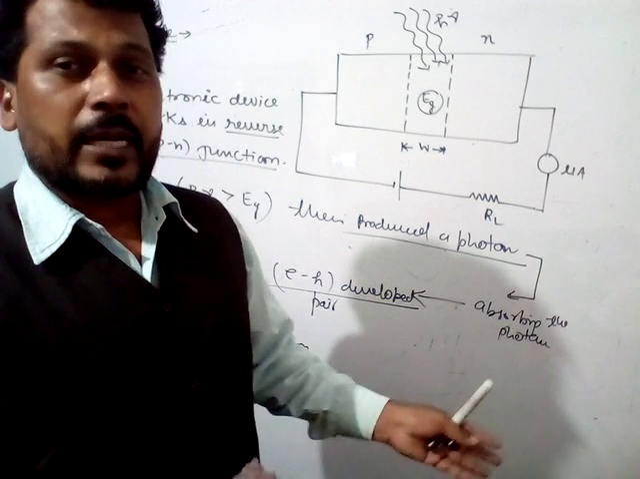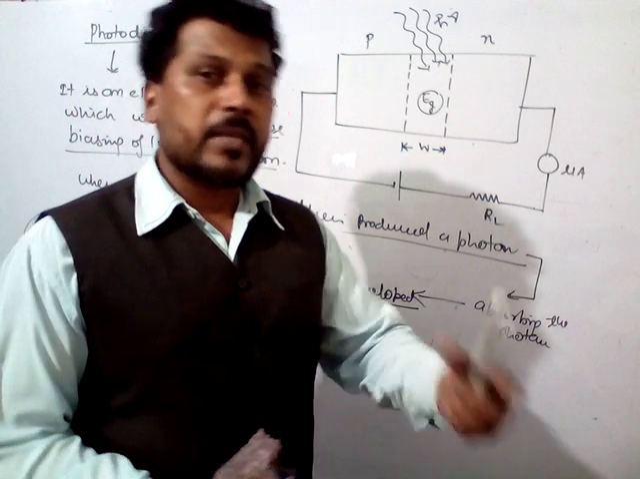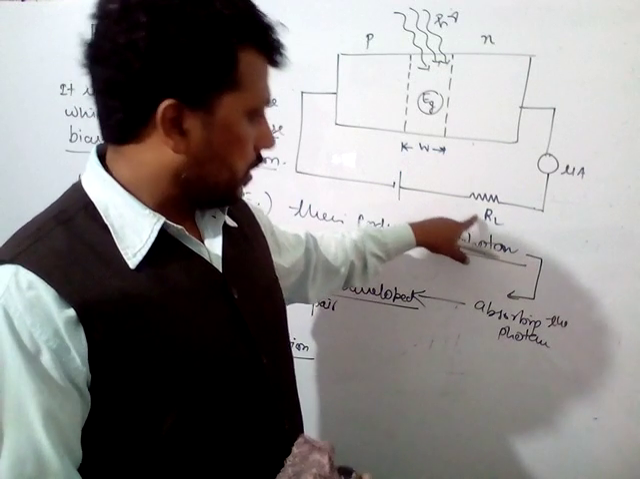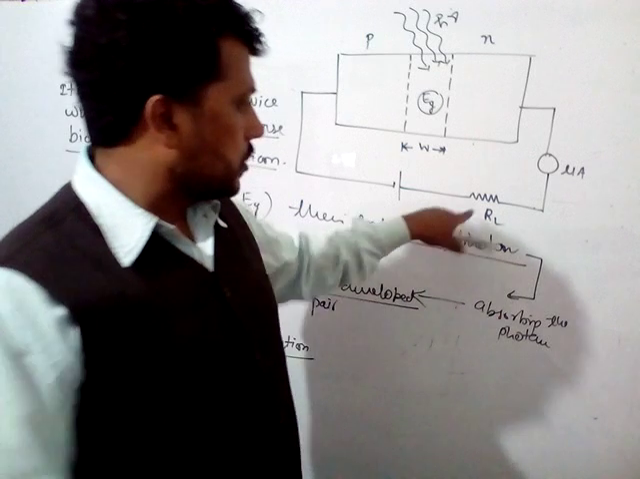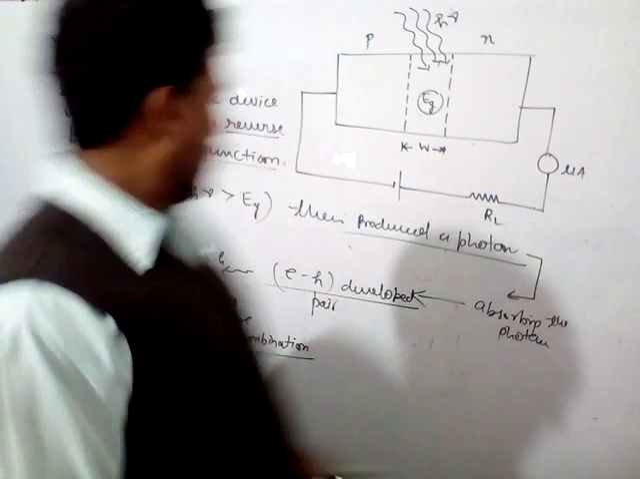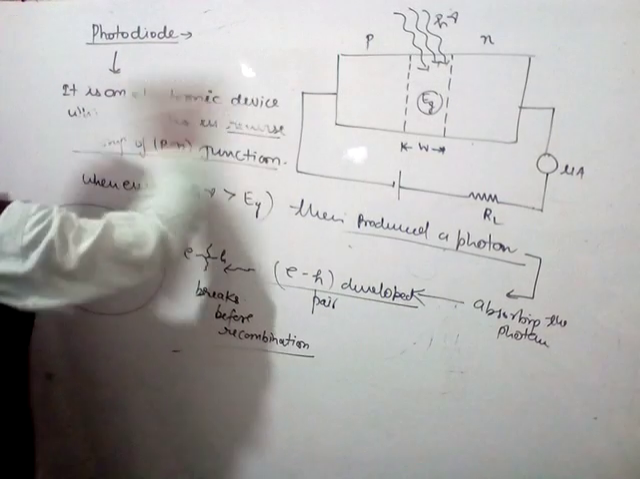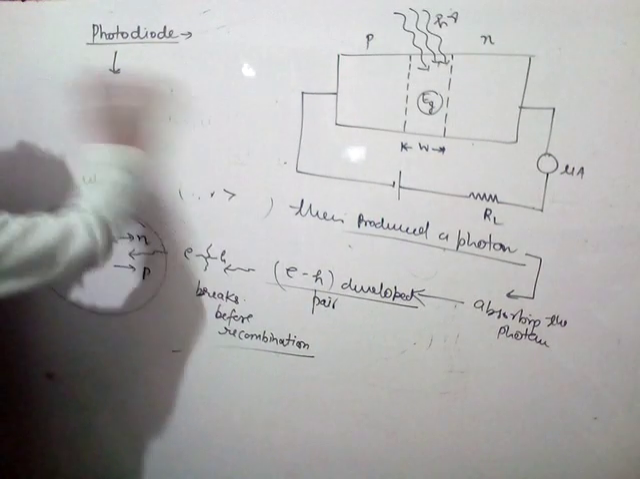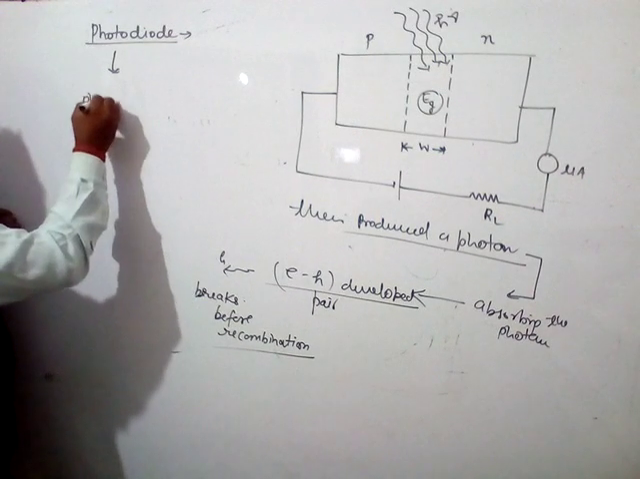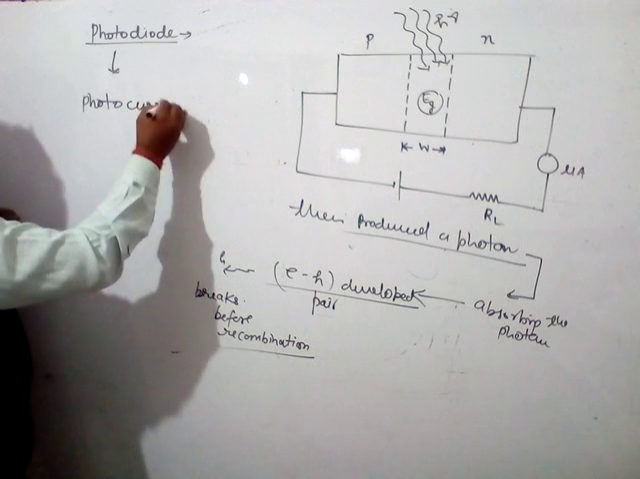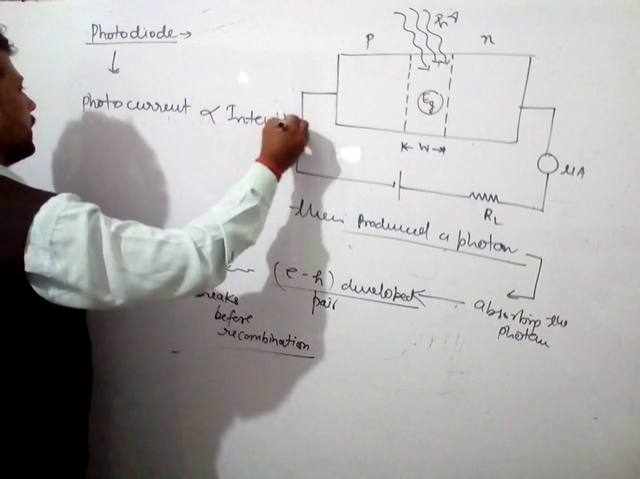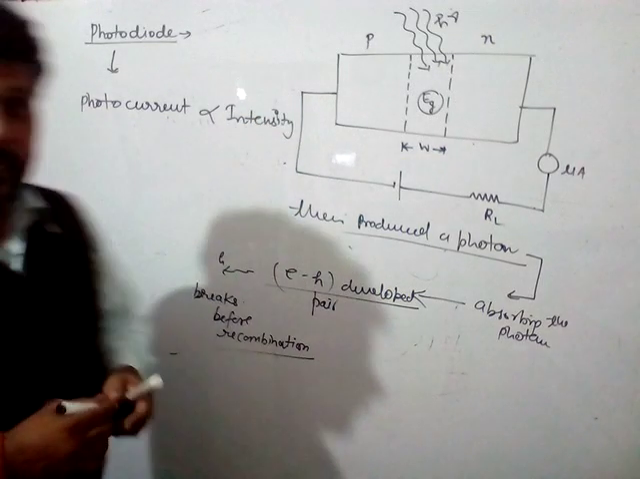Due to this induced current, here also some EMF develops that is known as induced EMF, and that will be obtained through the load, or stored in the load that is attached in this circuit, and here current will flow in the microampere order. So simply say that the photocurrent is directly proportional to intensity, and it operates in the reverse bias.